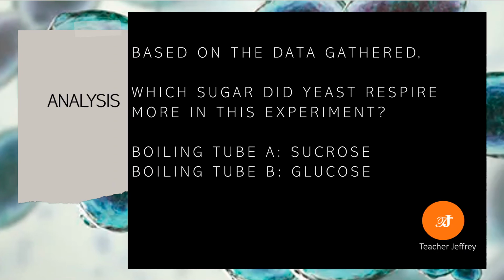Based on the data gathered, we will now go to our analysis. Which sugar did yeast respire more in this experiment? Is it the sugar in boiling tube A, which is sucrose, or the sugar in boiling tube B, which is glucose? Write your answers in the comments below.